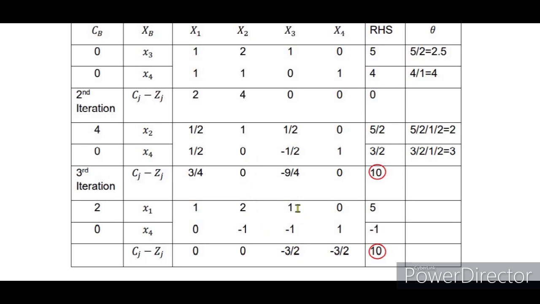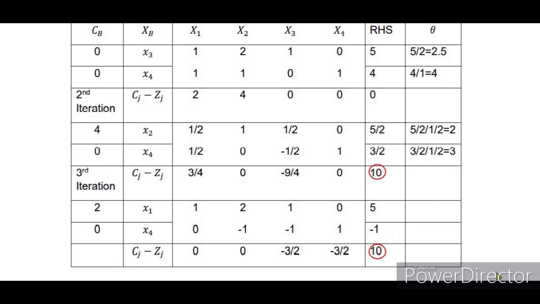Next, 1 times 1 half is equal to 1 half. The previous value is negative 1 half. So negative 1 half minus 1 half is equal to negative 1. Next, 0 times 1 half is equal to 0. The previous value is 1. So 1 minus 0 is 1. Next, 5 times 1 half is equal to 5 halves. The previous value is 3 halves. So 3 halves minus 5 halves is equal to negative 1.